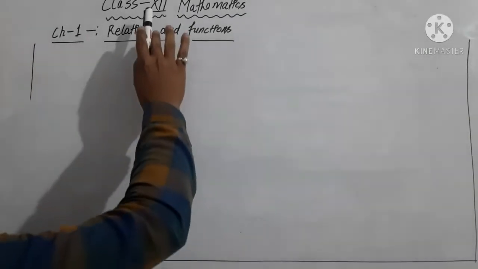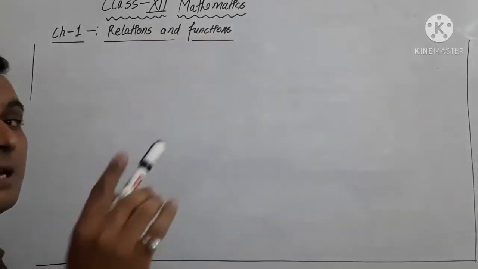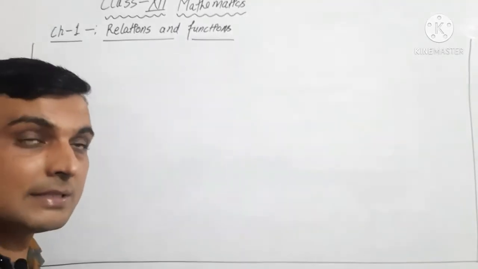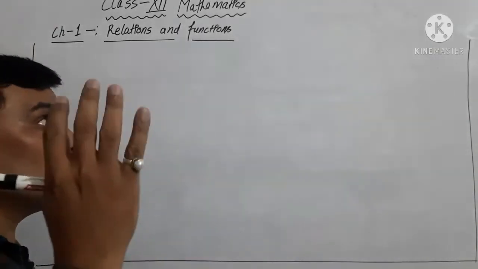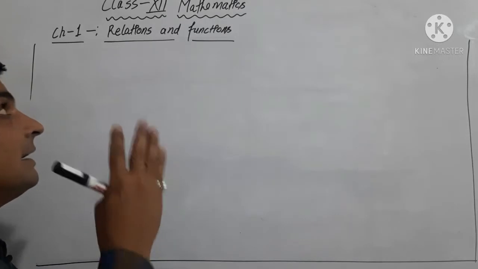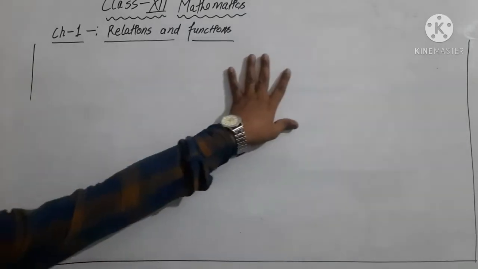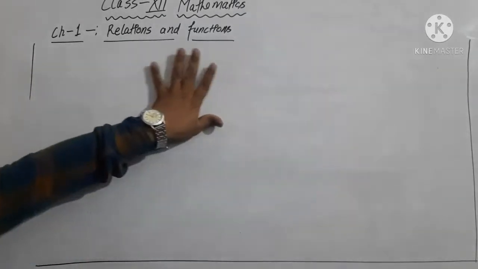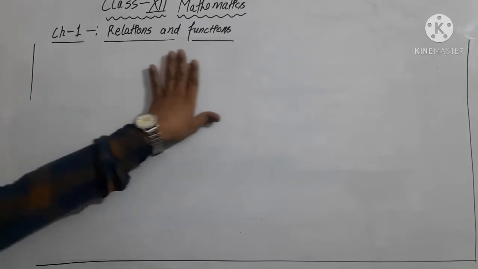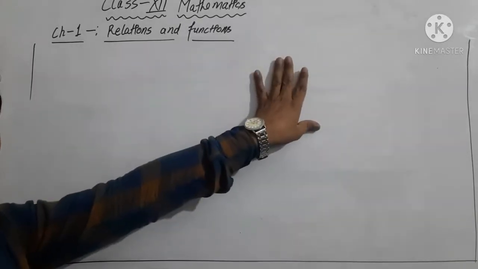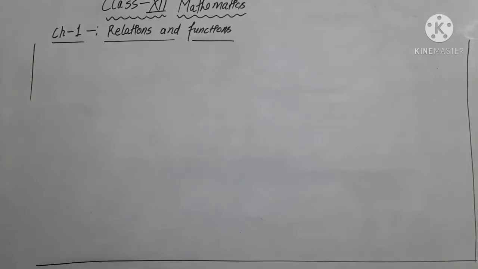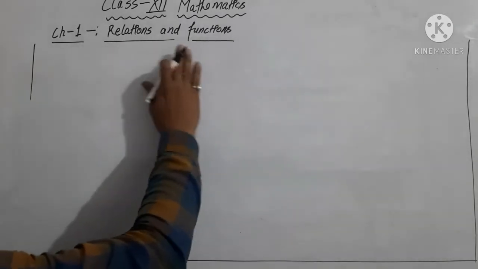Students, in class 12th, mathematics has total 13 chapters which are divided into two parts. First part contains 6 chapters and second part contains 7 chapters. Our first chapter is relations and functions. So we are beginning from chapter 1, relations and functions.